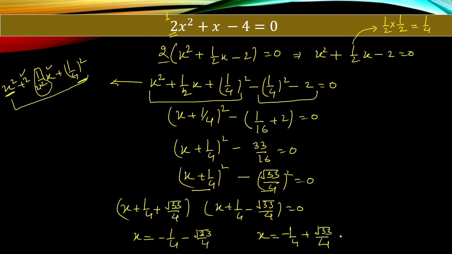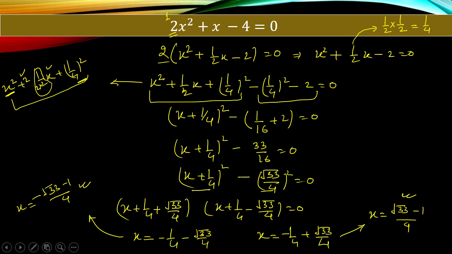So we can say the second value of x must be root 33 minus 1 by 4, and the first value of x must be x is equal to minus root 33 minus 1 upon 4. So these are the roots of the given equation. So this is the way.